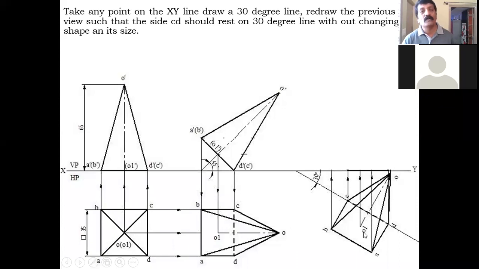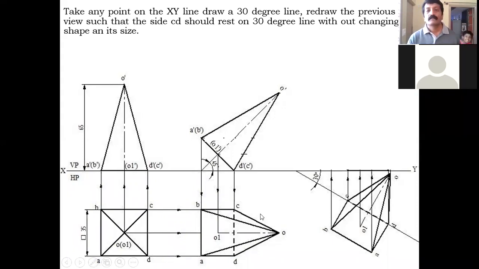You cut this 90-degree line. You will get O1. Now, after getting all the points, without changing anything, including the hidden edges, visible edges, and the points, everything you have to transfer it here. That's what I have drawn here. Without changing anything, I have redrawn the top view such that this CD edge, which is resting on HP, is making an angle of 30 degree with respect to VP. Okay, so this completes the top view.